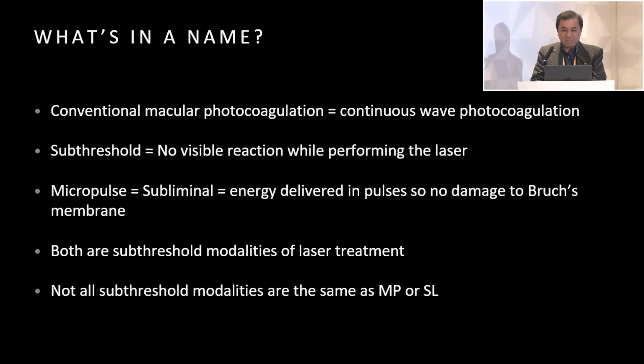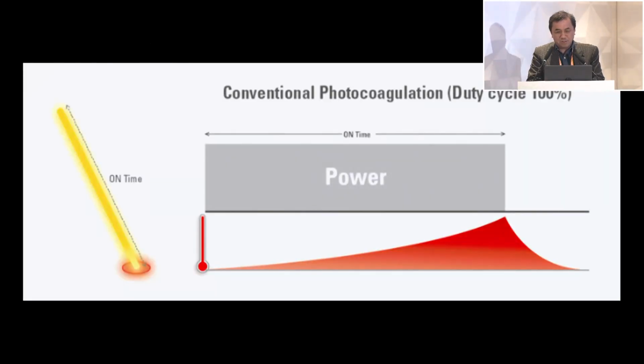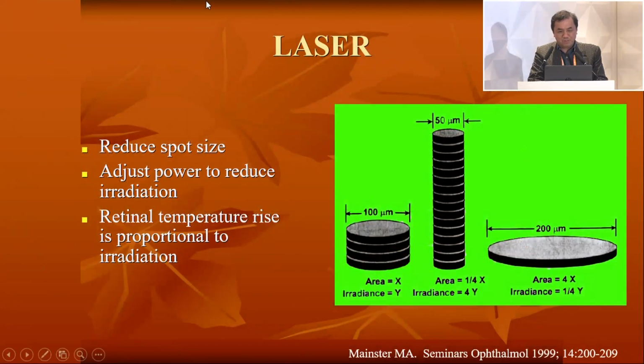Both of these are subthreshold modalities of laser treatment, but not all subthreshold modalities are the same as micropulse or subliminal. Here's a cartoon of what conventional photocoagulation is. When you press the foot pedal, the power goes up to whatever you determine, and it stays on for the entire duration of the pulse. One of the things you can do to lower the damage is reduce the spot size and adjust power to reduce the irradiation.